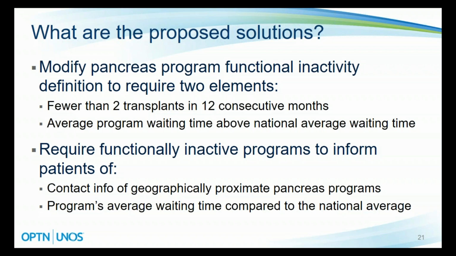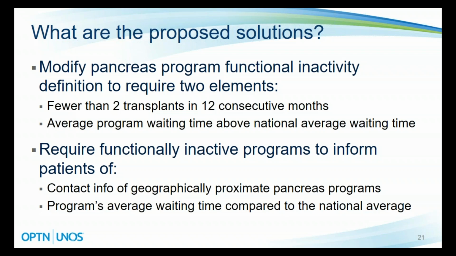We believe that increases flexibility, and have an average waiting time above the national average for pancreas programs. So 2 in 12 months we think is just more flexible than 1 in 6. If you have 2 patients that present and they both list in January, one gets transplanted in February, one gets transplanted in March or April.